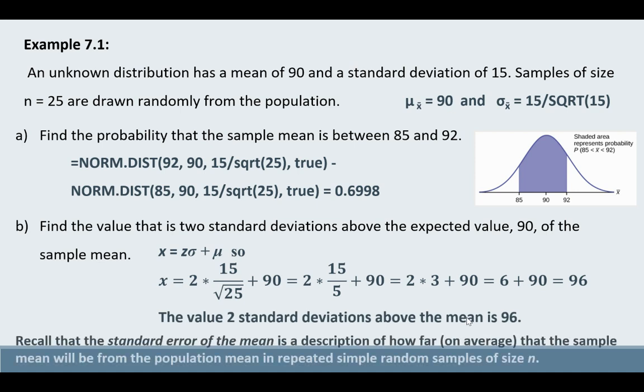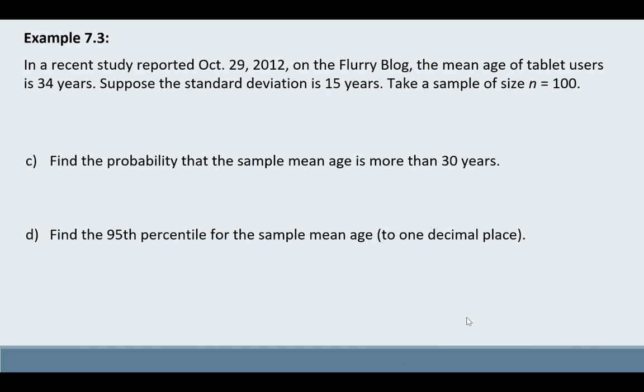So remember, we just said that the standard error of the mean is a description of how far on average the sample mean will be from the population mean in repeated simple random samples of size n. In a recent study reported October 29th, 2012, that's not very recent, on the Flurry blog, the mean age of tablet users is 34 years. Suppose the standard deviation is 15 years. Take a sample of size n equals 100. We're going to find the probability that the sample mean age is more than 30 years, and we're going to find the 95th percentile for the sample mean age to 1 decimal place.